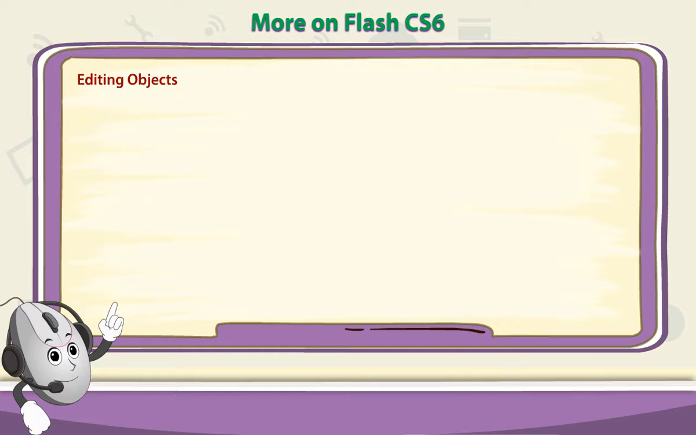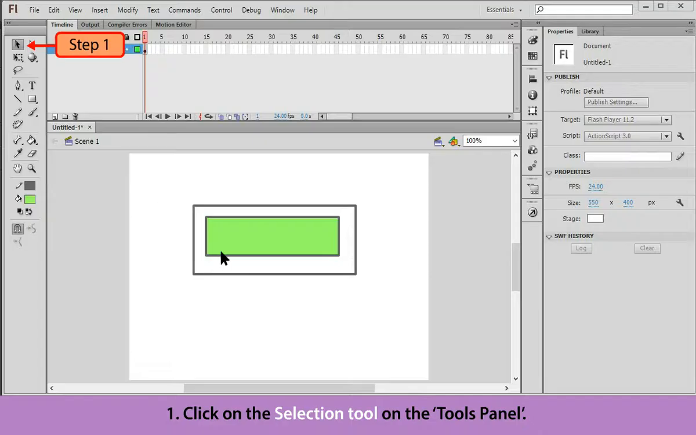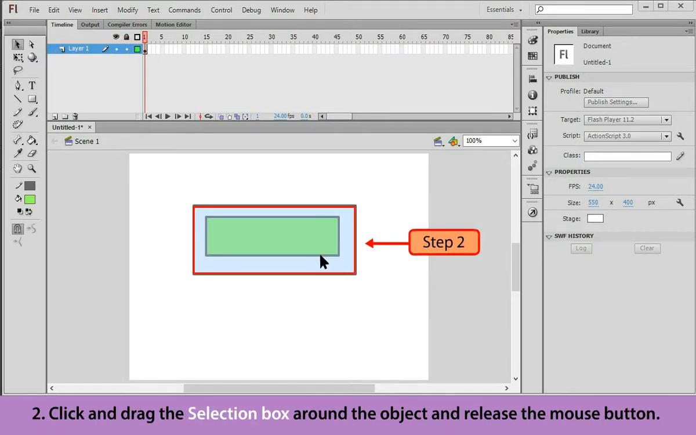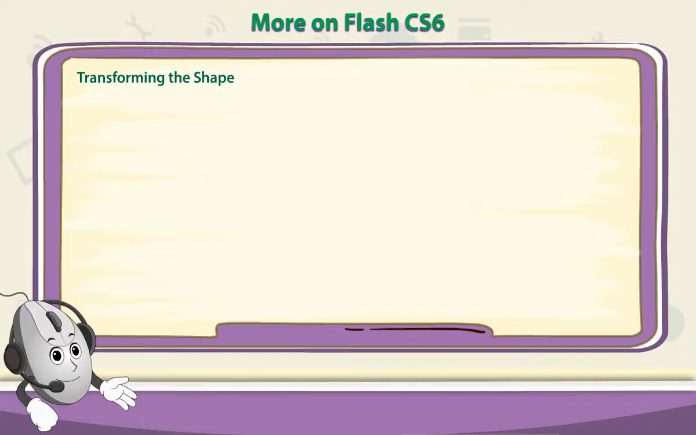Editing objects. Selecting objects. Follow these steps to select an object. 1. Click on the Selection tool on the Tools panel. 2. Click and drag the selection box around the object and release the mouse button.